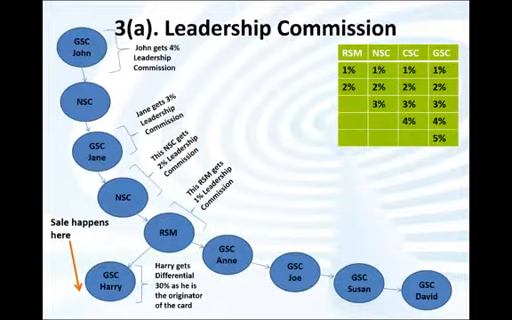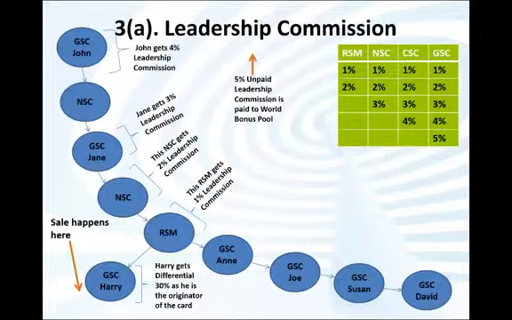Let's assume that there is nobody of a rank that qualifies for leadership commission above GSC John. Therefore, the robot has 5% left over from the original 15% constantly allocated to leadership commission for every commissionable sale. Any unallocated leadership commission is directed to the World Bonus Pool, which we will discuss on the next slides.